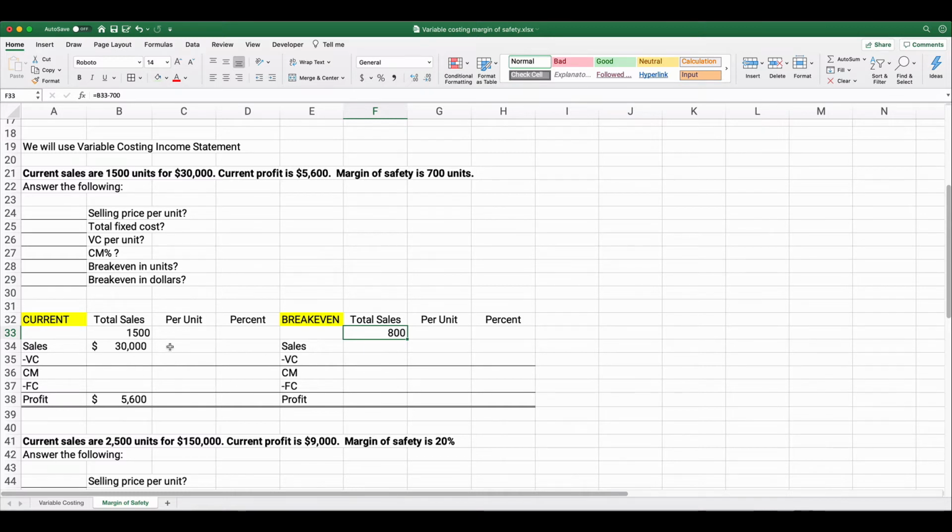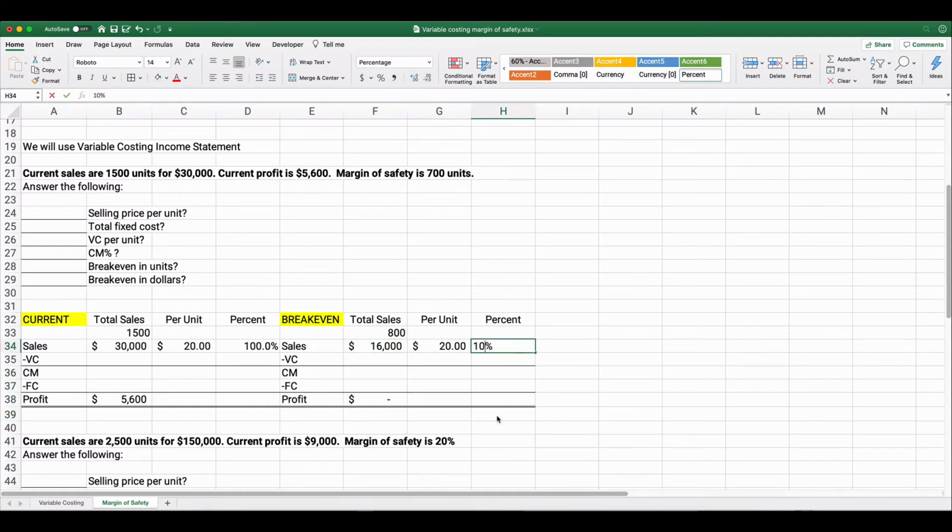Now, we can start figuring out some things. If 30,000 is our dollar amount divided by the number of units, we must be selling this at $20 each. And remember, on a problem like this, we always make the percentage on sales 100%. Now, if our sales price is 20, then 800 times the 20, we must have sales of 16,000. And because it's the break-even point, we know the profit is 0.